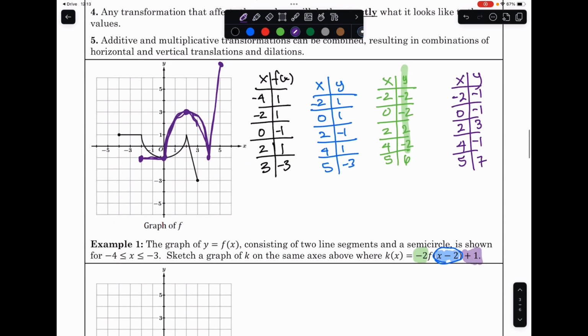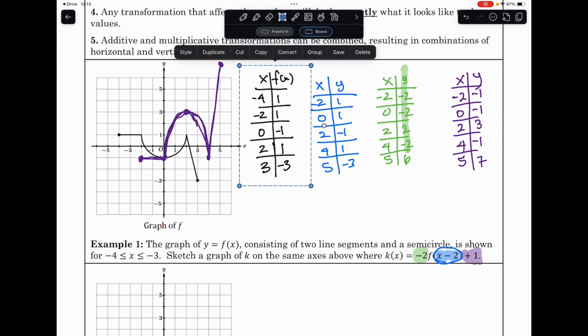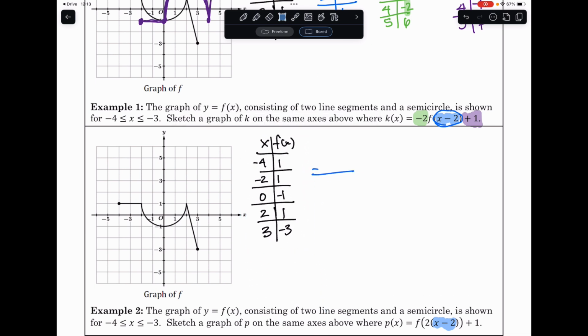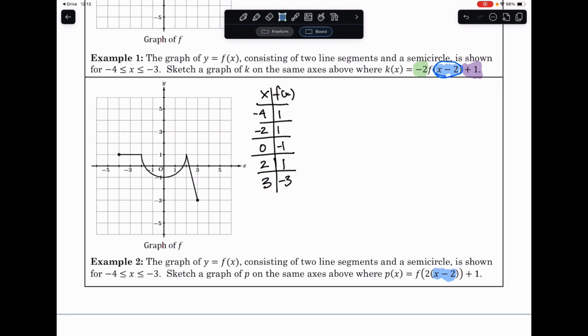So our x values are the same as above, so I'm just going to copy this. Let's duplicate that and move it down here. It's the exact same picture as above, so the x values and y values start off at the same thing. And I want to first perform the horizontal shift. Well, minus 2 is not really going to move it to the left. It's going to do the opposite operation and move it to the right, just like last time. So all my x's are going to be 2 units higher. So negative 2, 0, 2, 4, and 5.